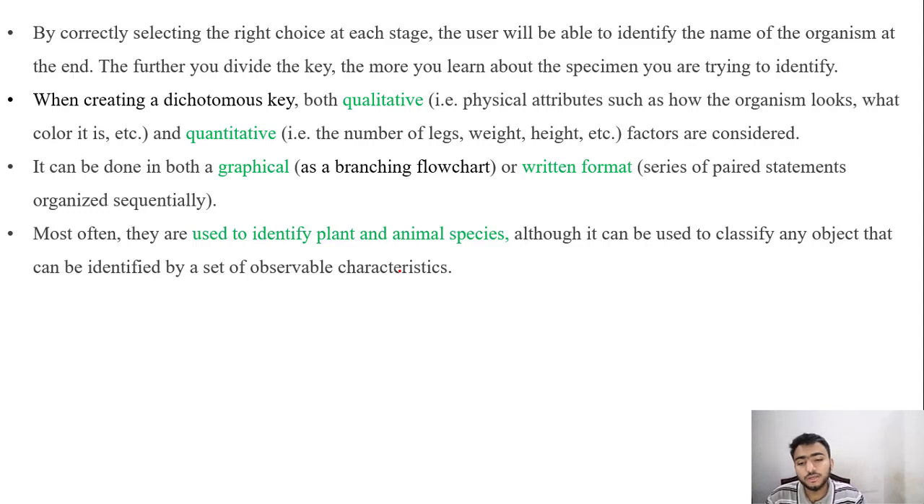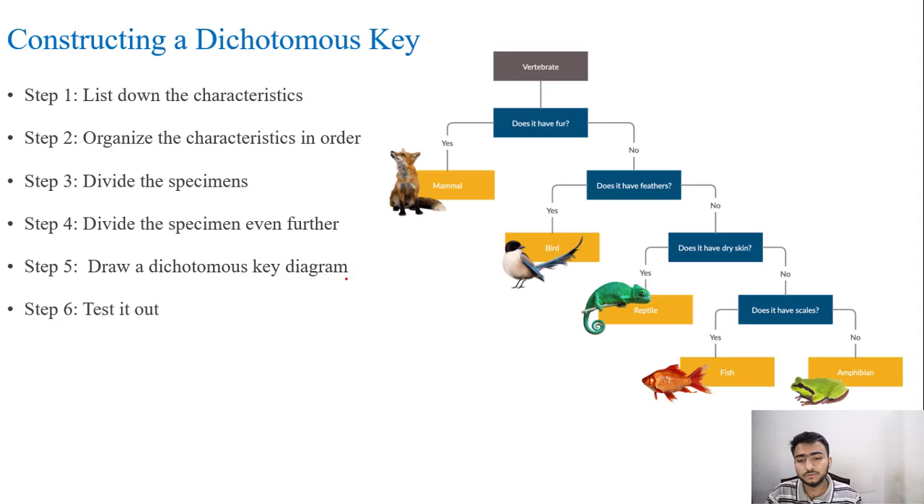So most often they are used to identify plant and animal species, although it can be used to classify any object that can be identified by a set of observable characteristics. So that's a good thing, that you can utilize this knowledge in any other subject as well. If you have many objects that have visible differences, then you can categorize them and identify them easily by making this flowchart diagram or table chart.